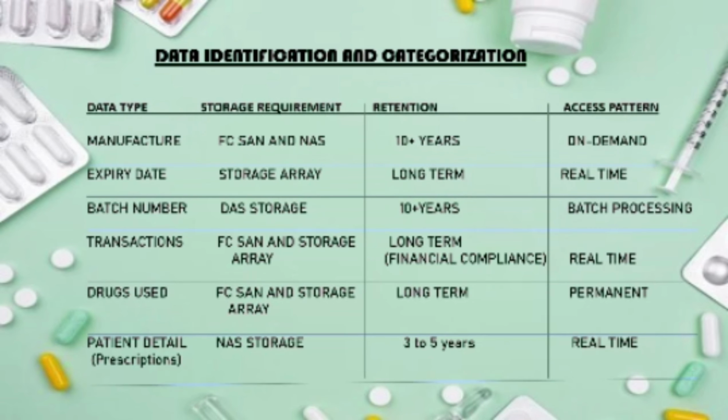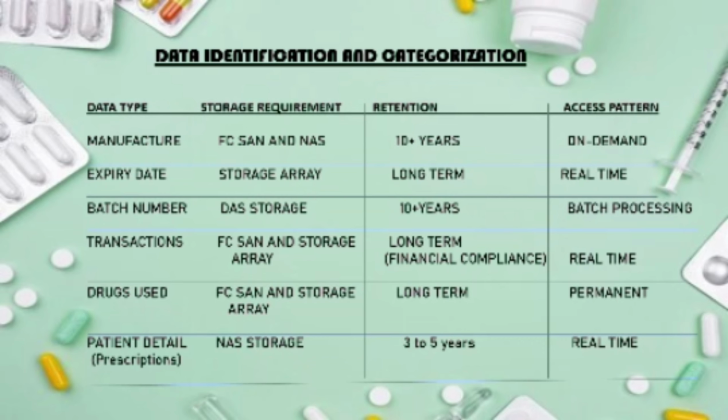First, the manufacturing and expiry date, which is very important for any kind of industry and any kind of data type. So, a fast and reliable storage requirement is needed, and hence FC SAN, NAS, and storage array are used. And the retention period is 10 plus years, which means the data must be kept for more than 10 years. And the access pattern is on demand, which means the data is accessed only when it is used, and real-time access pattern means the data is available all the time.